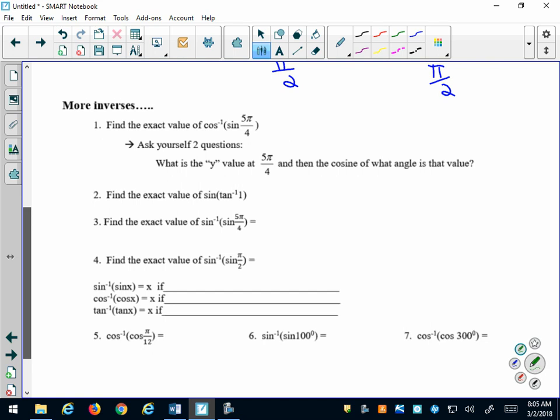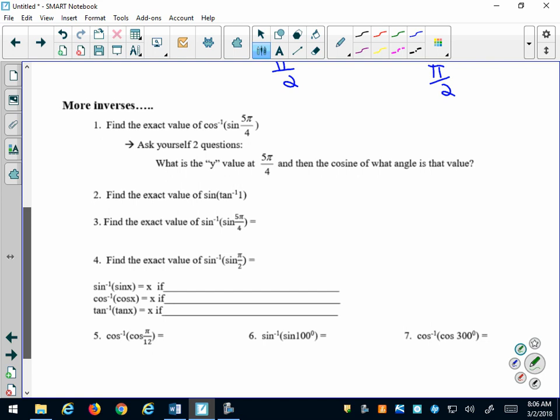All right, so let's go to the section that's marked more inverses, because this is where they're going to complicate things a little bit. So now we're finding the exact value of the inverse cosine of the sine of 5 pi over 4. Because we weren't having enough fun. We wanted to spice it up a bit.